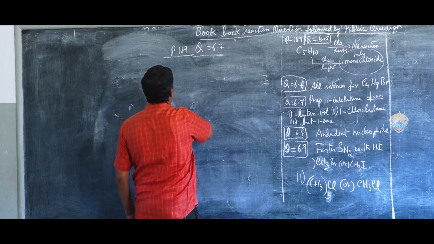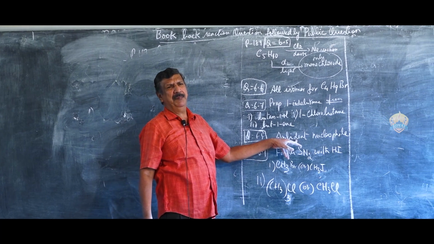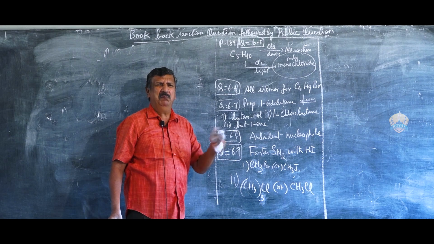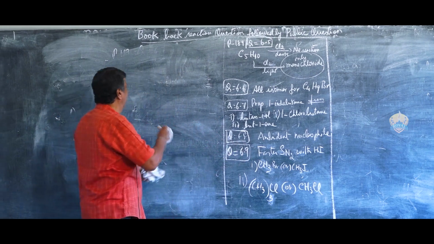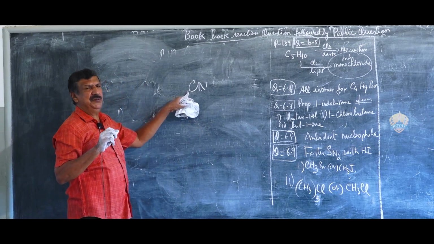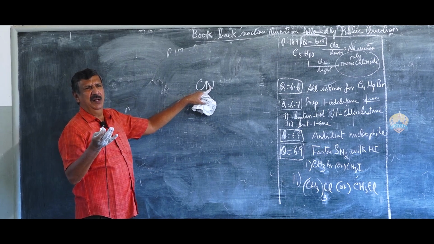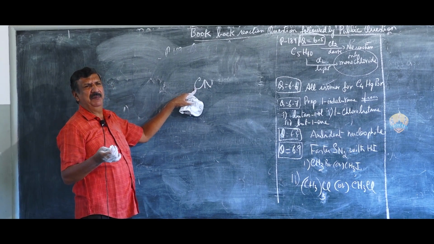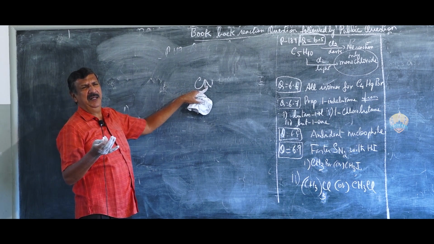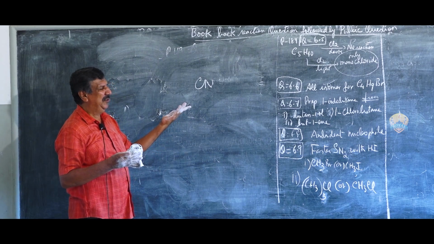Next question. This is very simple. You all know that. What do you mean by ambident nucleophile? It's a nucleophile that can attack from both sides. For example, cyanide. You see, it can attack from the carbon side, and it can attack from the nitrogen side. When it attacks from the carbon side, it is a cyanide. When it attacks from the nitrogen side, it is known as isocyanide. So, it's a very easy question.